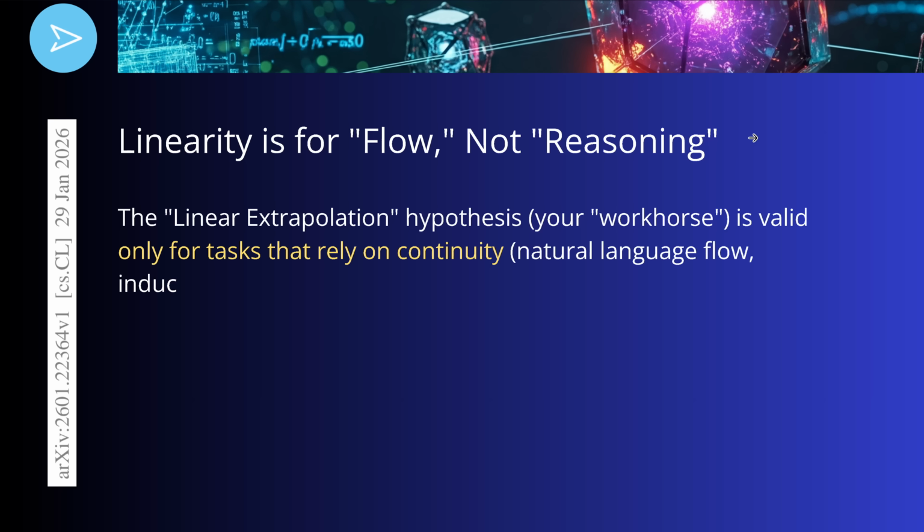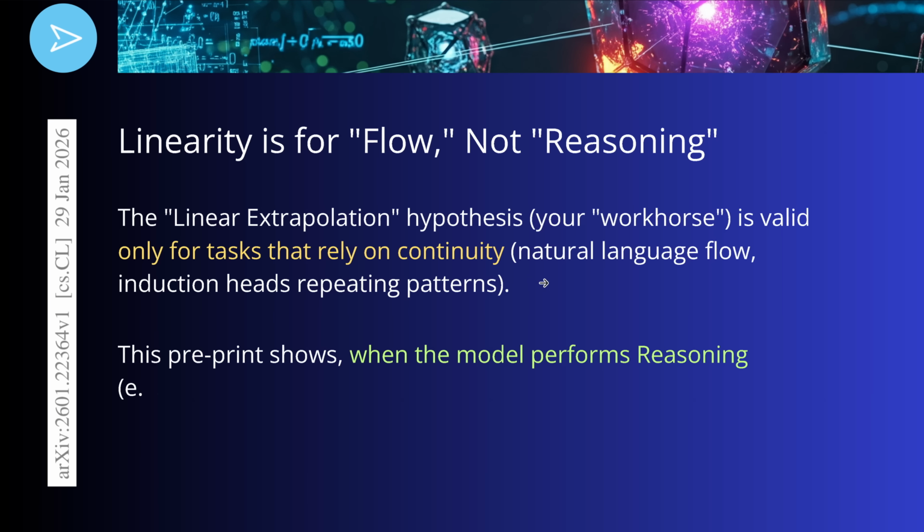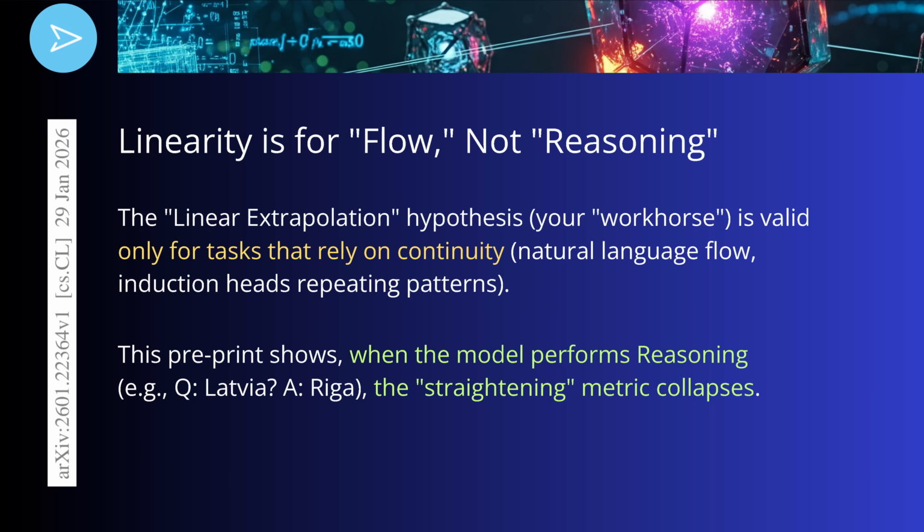This linear extraction hypothesis is only valid for tasks that rely on continuity, like the human English natural language flow, or induction heads repeating patterns. This is what we know. This preprint shows us for the first time that when the model performs reasoning, this straightening metric, this internal representation of the hidden state, this metric collapses. Some new mechanism emerges. Some new manifold suddenly becomes active.